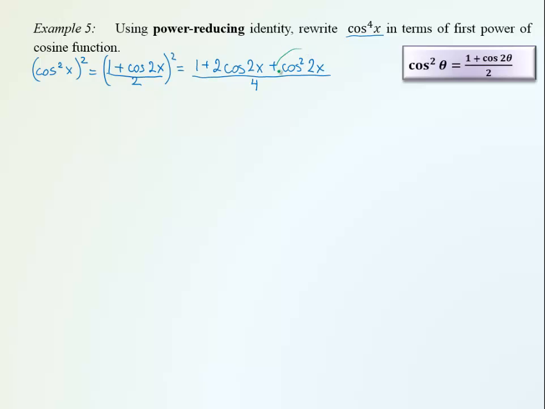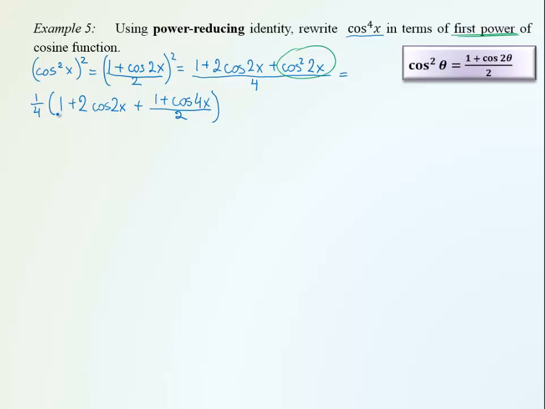Now we still need to take care of this part because the question calls for first power of cosine function. So we need to apply this identity again. We may want to write the 1/4 in front of everything because that seems to be easier. And then we have 1 plus 2 cosine 2x, and from the identity, 1 plus cosine double this angle 2x, which is actually 4x, over 2.